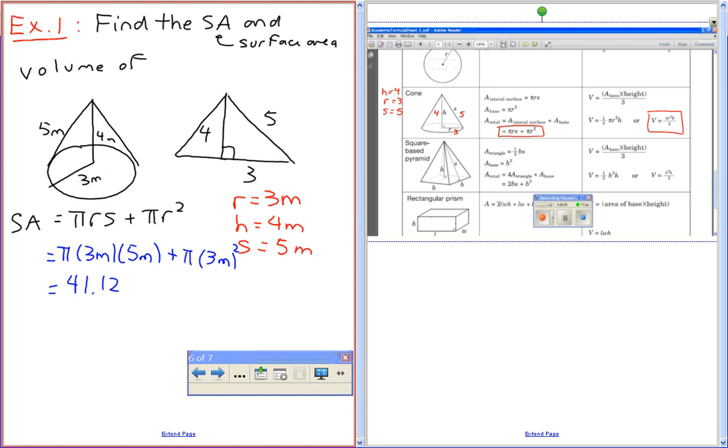Wait, that's what the surface area is? I got 47.12. 47.12, thank you. Yeah.